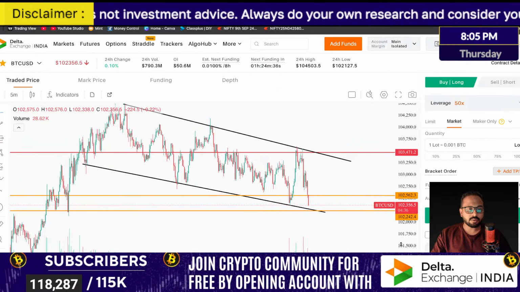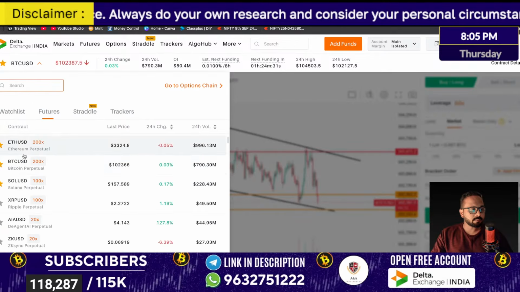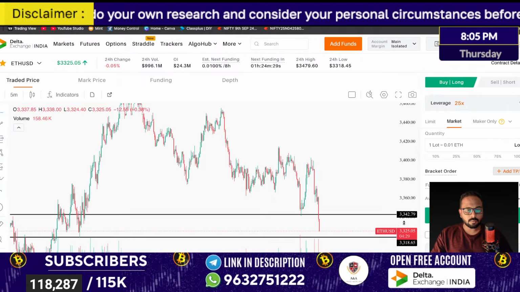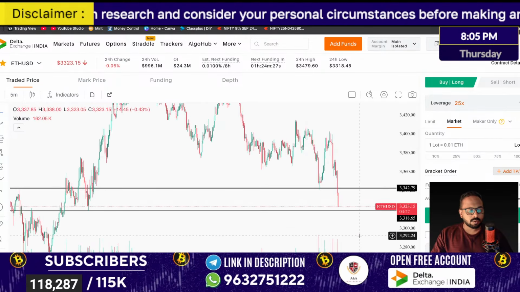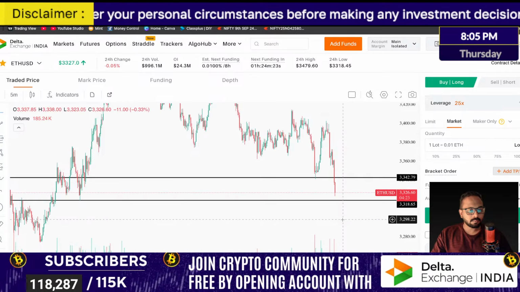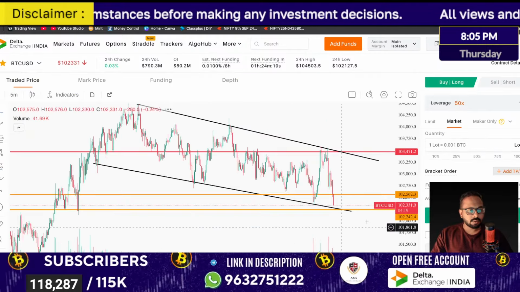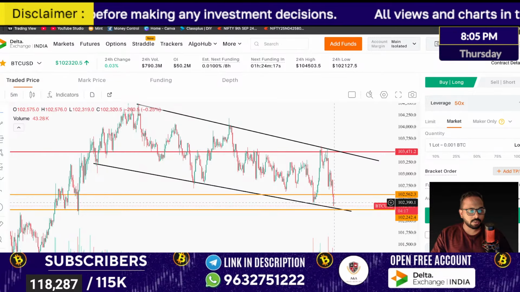1,02,250. Liquidation, everything market has grabbed. Continuous selling pressure. ETH also is coming near the pressure zone. BTC also is coming near the pressure zone.